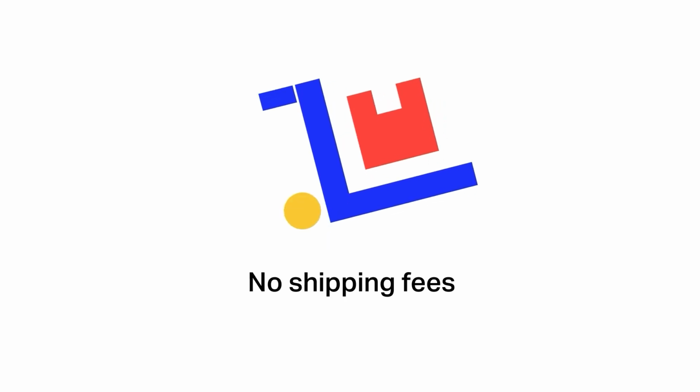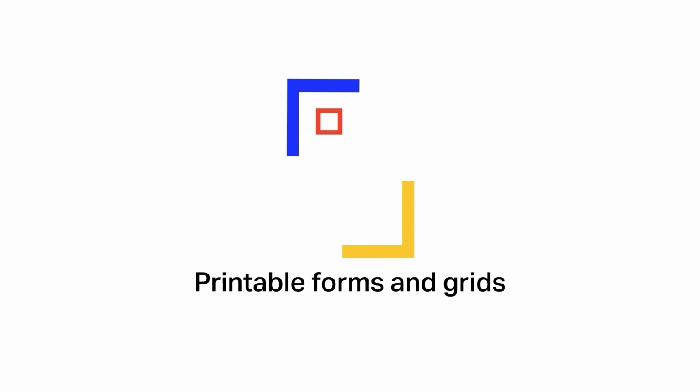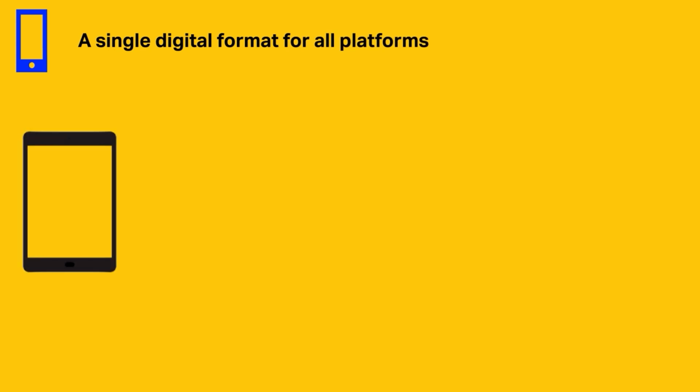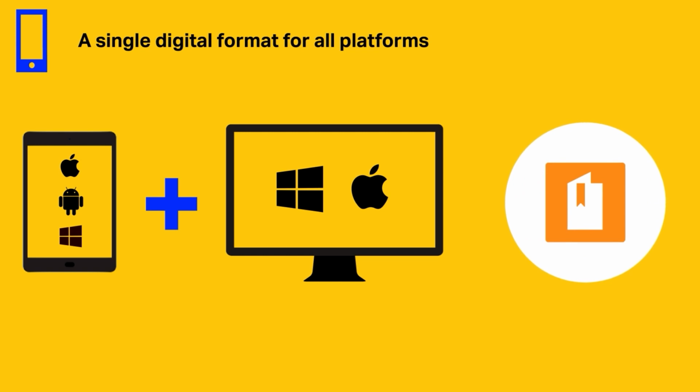shipping fees, automatic updates, search functionalities, access to printable forms and grids, reference links between sections within the same manual, and many more. They are available on iOS, Android, and Windows tablets, as well as Windows and Mac computers. They can be accessed two ways: through your browser or through a software application called Bookshelf.